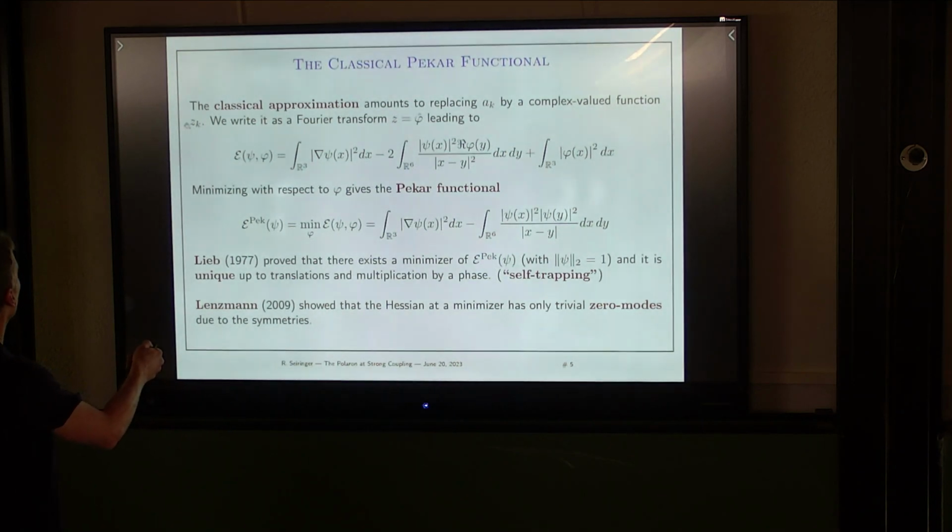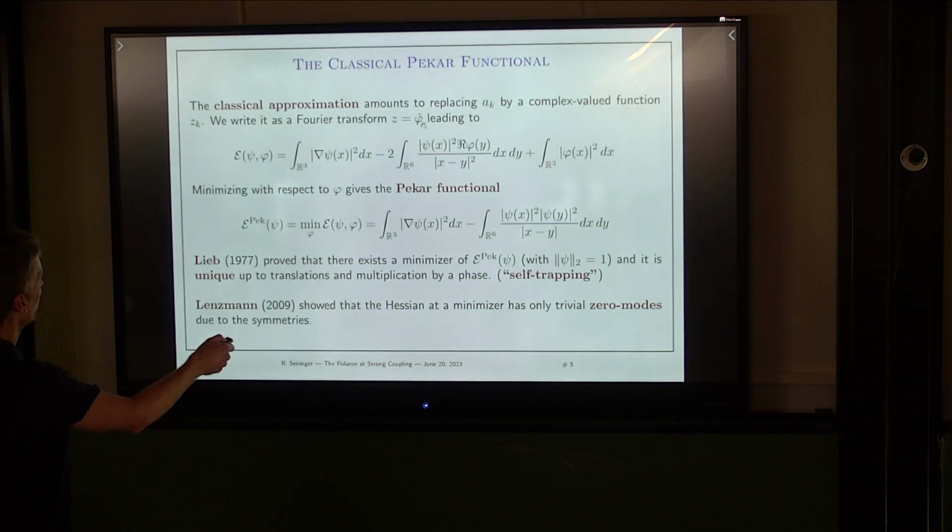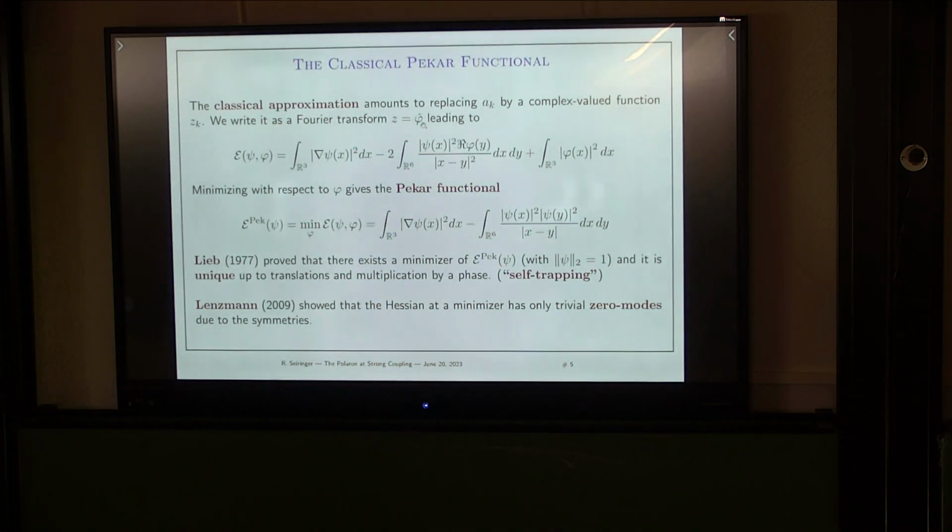In fact, well, okay, I call it Z here, but then actually I write everything in terms of the Fourier transform of Z, which I call phi. Okay, so phi is now the classical polarization field. It has a real part and an imaginary part, so it's a complex valued field.